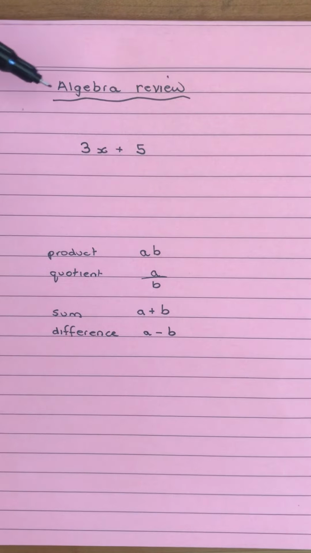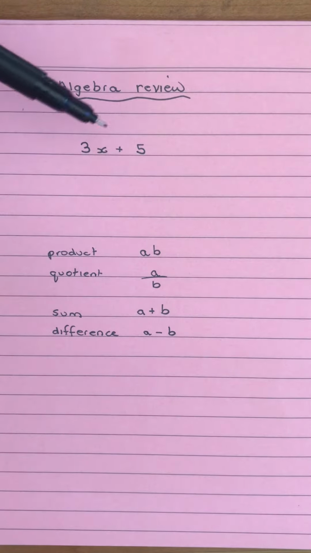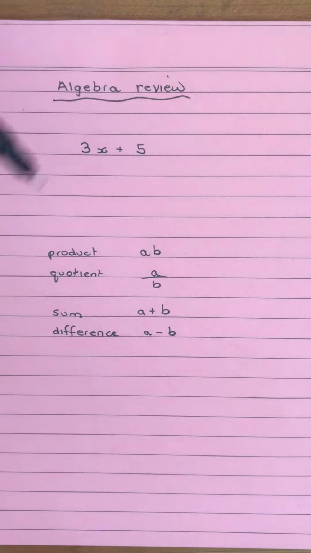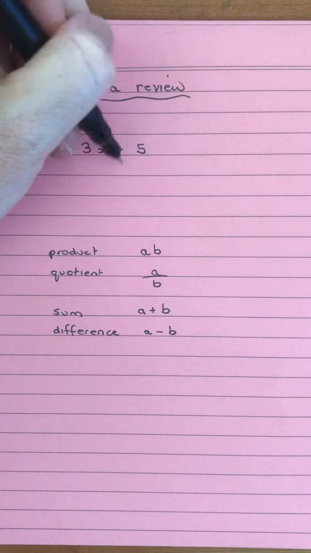Okay, looking at a quick review of some algebra here. So when we see something like this, 3x plus 5, we call that an expression. If we had an equals something, then we would call that an equation. So for an equation, you have to have an equal sign. Expression, we don't. In that expression, we have two terms. We have the 3x and we have the 5.